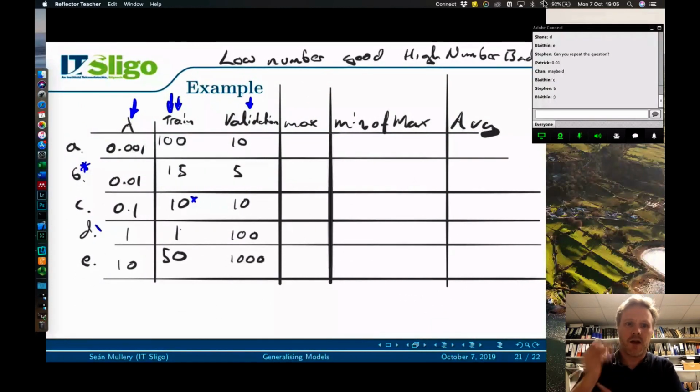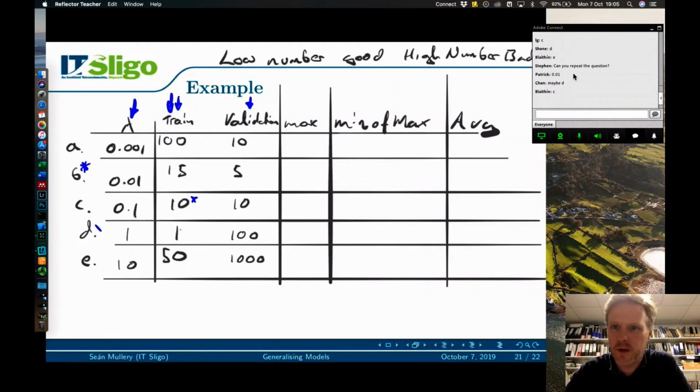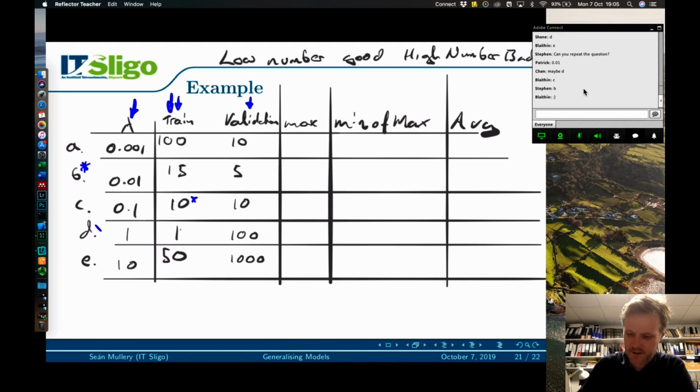Okay, so training is 10 and validation is 10. So what about that one? Let's see what people went for. We can see that a lot of people went for B, and that's reasonable. 0.01 from Patrick is B as well. And we've a few C's there. I think some people have D, which is the lowest value of training, which might sound fine, but you can see I'm getting slightly concerned about the validation loss going so high at that point, which might suggest overfitting.